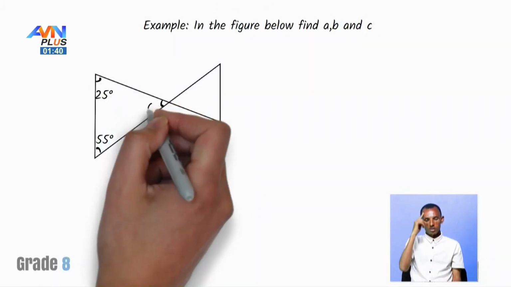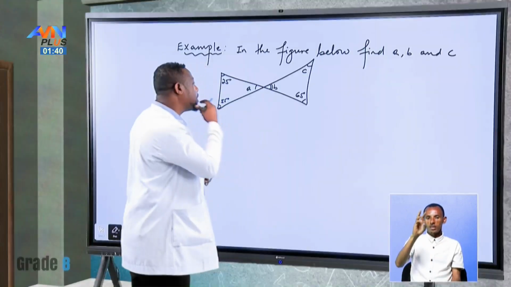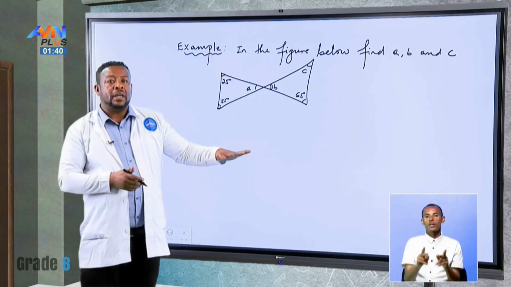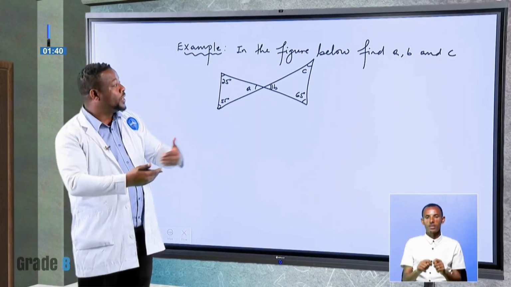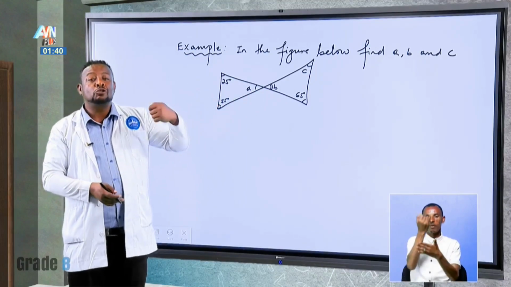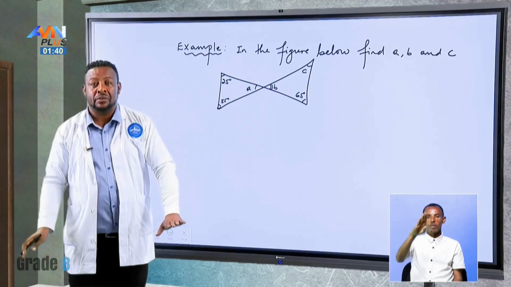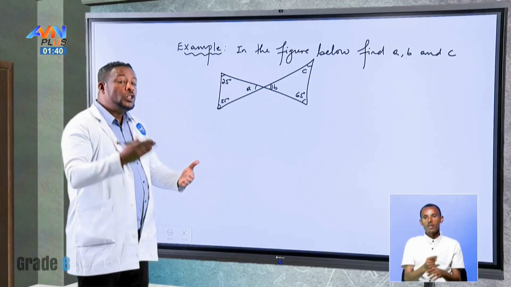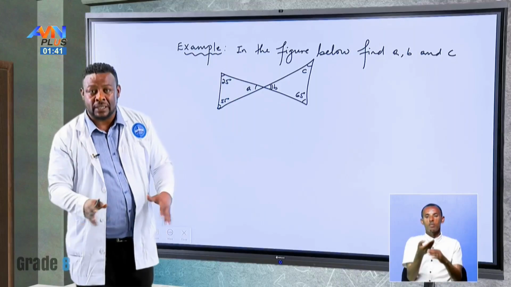Assume this is angle A. Say this is angle B, and C here, here 65. In this figure we have two triangles joined at some point here. From this figure you are asked to calculate the value of A, B, and C, right? So you need to follow the theorems that we used in our previous example.